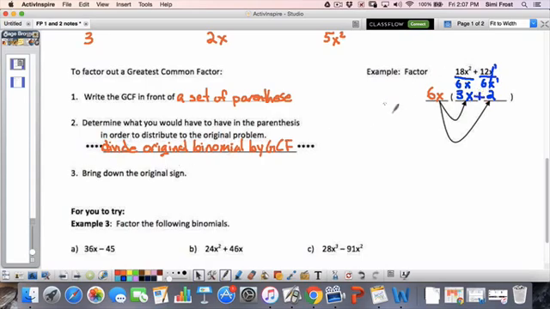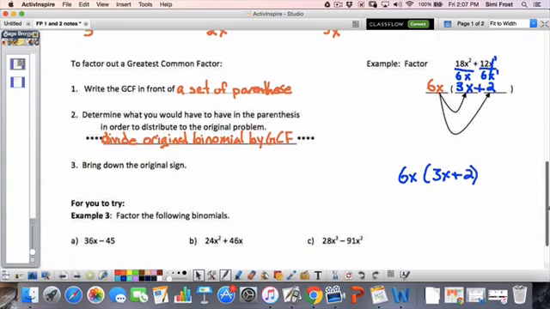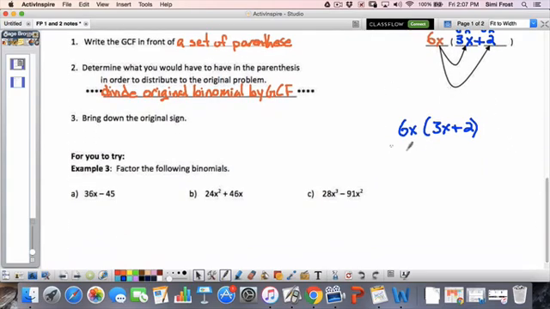So my final answer on this one, now that I've completely factored this, is 6x times the quantity of 3x plus 2. Okay, we're going to give some problems a try down here. Be sure to pause, rewind, do what you need to do so it makes sense to you. You can watch these steps again to see where I'm getting everything as well.